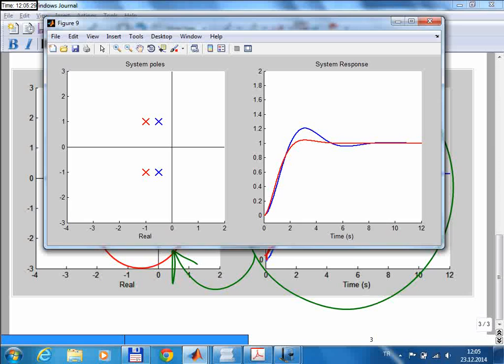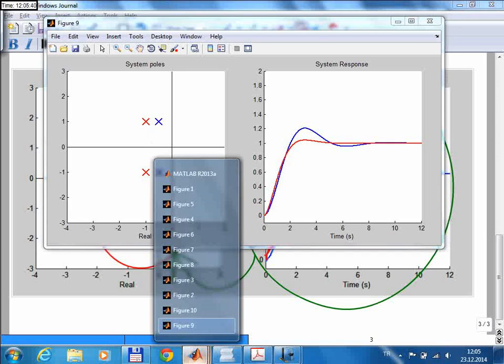Well, the oscillation rates are constant, right? Otherwise, they have different envelopes. So let's take a look at this one.